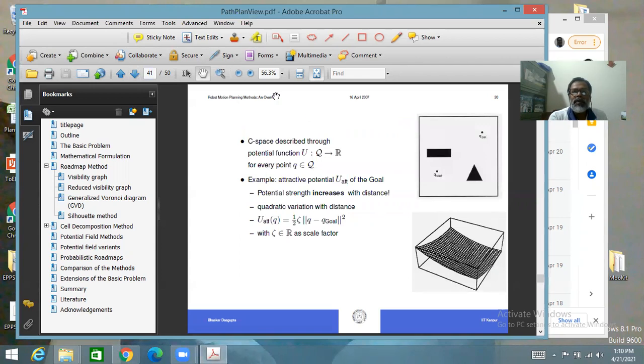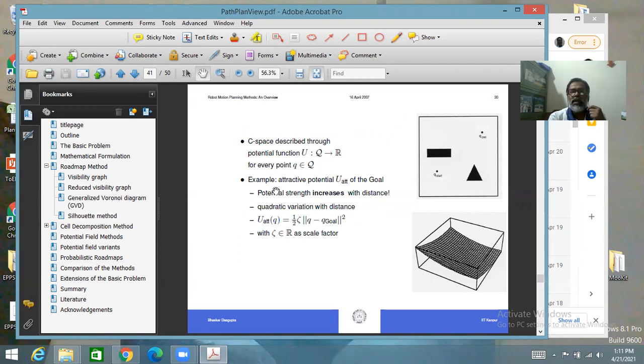Like this. Say this is the start point. Here the positively charged robot stands, and suppose this is a goal point, and these are two obstacles. These are outer boundaries. This is the outer boundary. So for the outer boundary also you will need to design some potentials, but here those have not been included. So you describe the C space with the help of the potential function U from Q to R, for every point, every configuration Q in the C space.